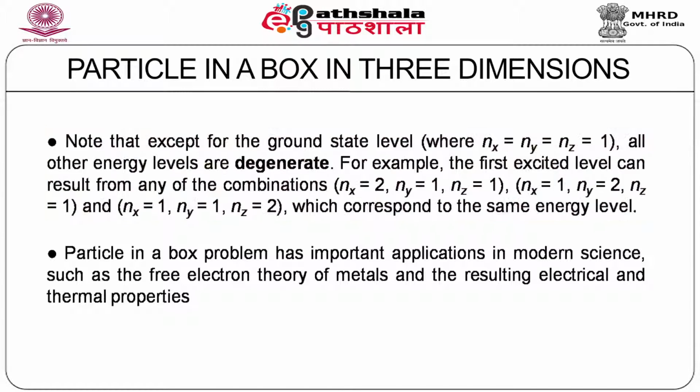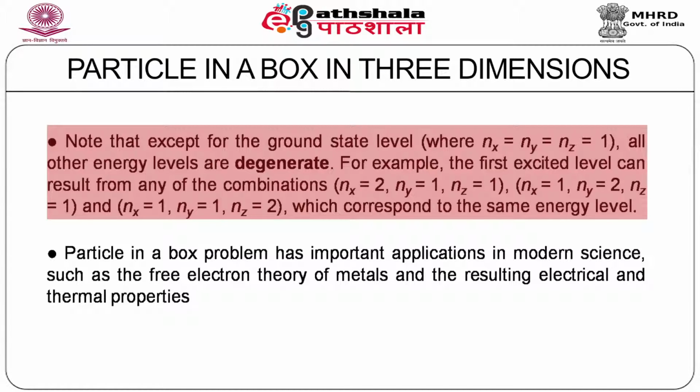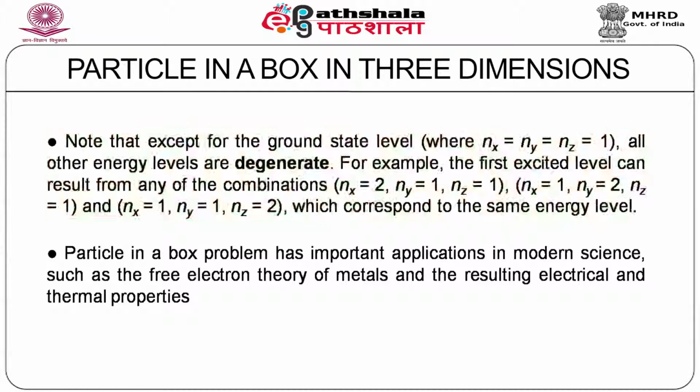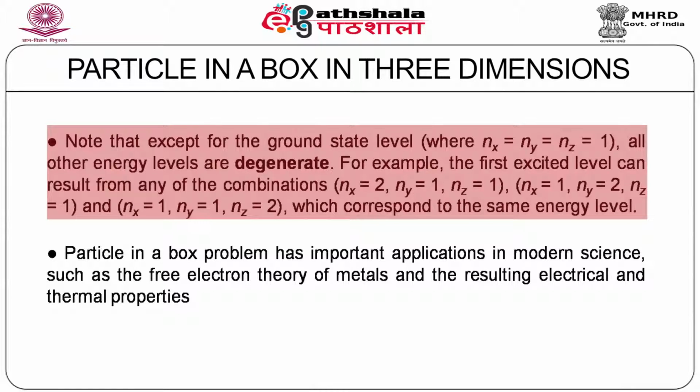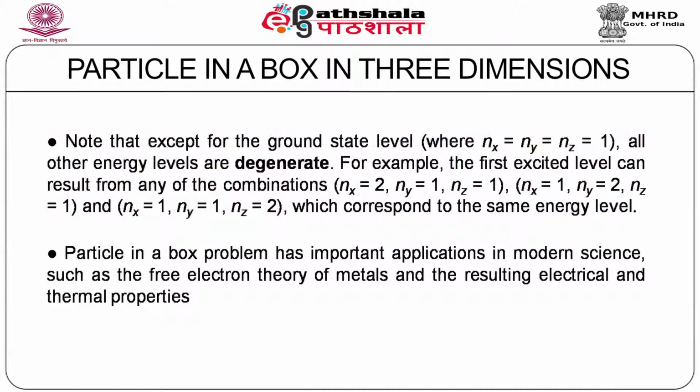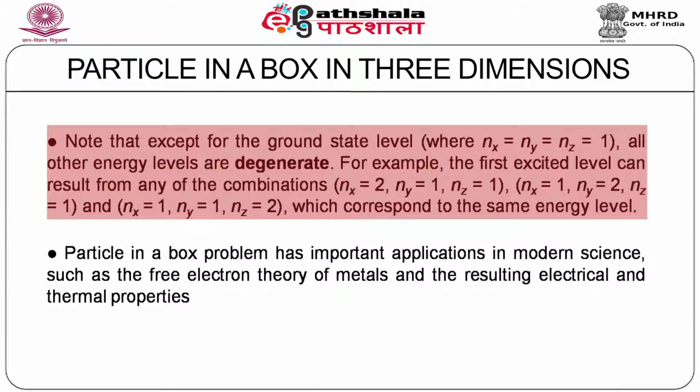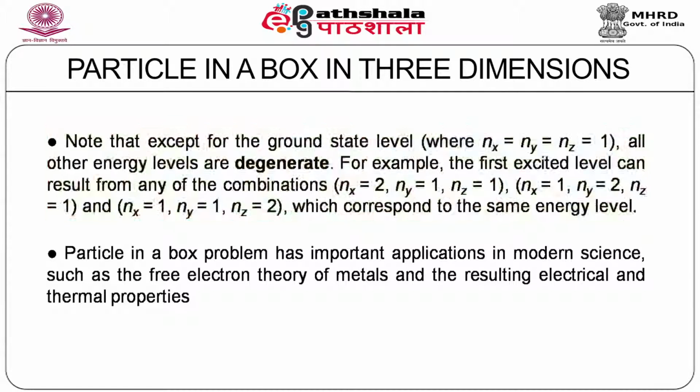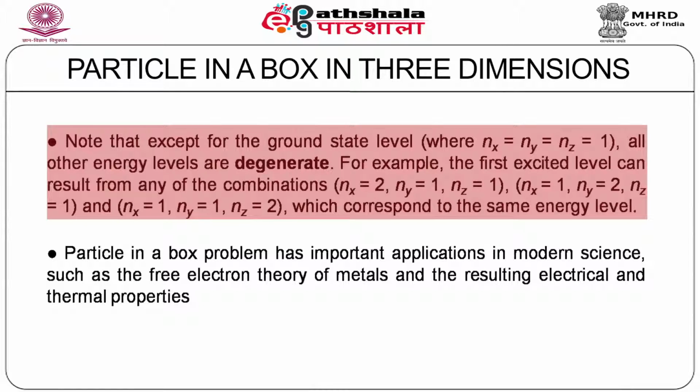Note that except for the ground state level, all the other energy levels are degenerate. The ground state level can be obtained by putting nx equal to ny equal to nz equal to 1. So that gives the lowest energy level. But if you consider the other energy levels, the energy levels of the excited states, then those are all degenerate.